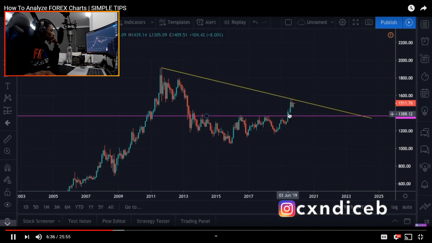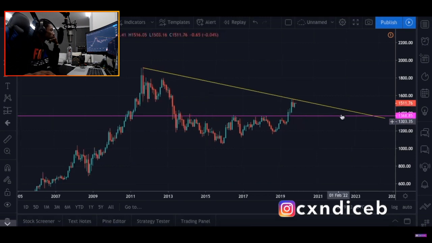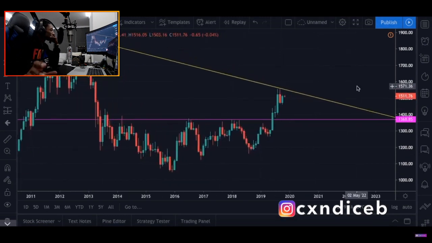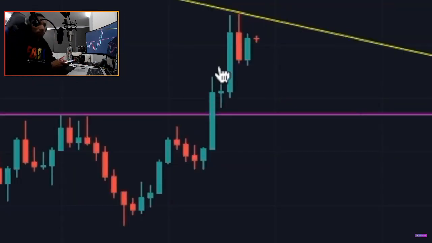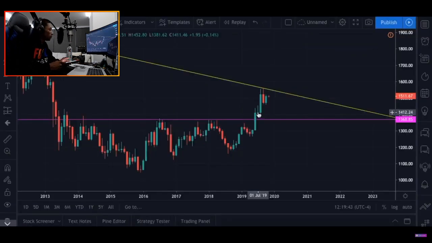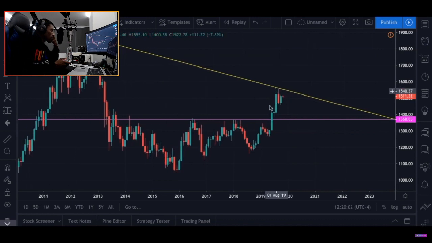2019, this past summer, it broke out of that. And if I zoom in, it broke out and created this exhaustion wick when it closed and opened again. This was June's candle. So yes, July's candle had formed a doji of some sort. So it had come back, tested this area that it had broken, which price usually does, and then it continued going up for the next few months. So that's where we're at.